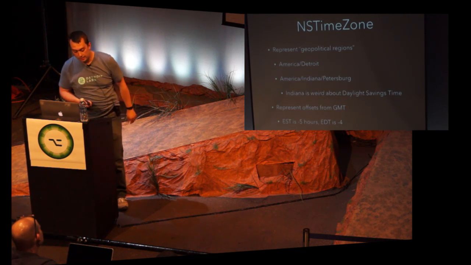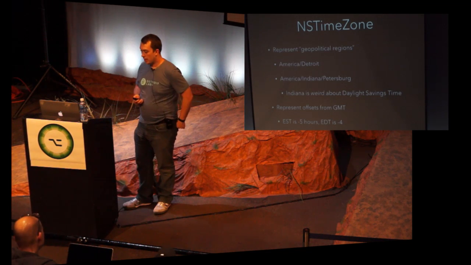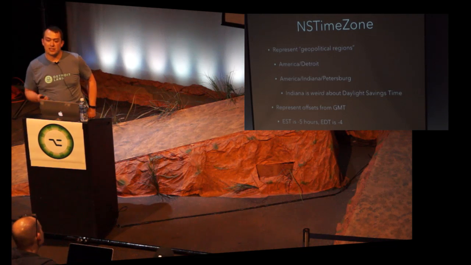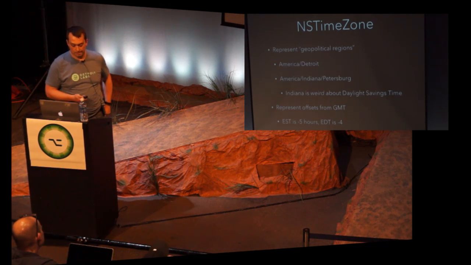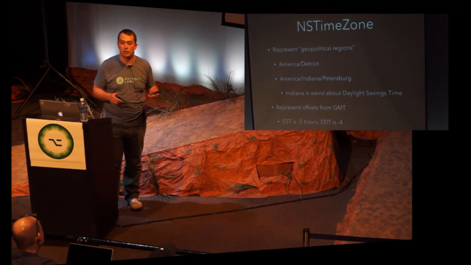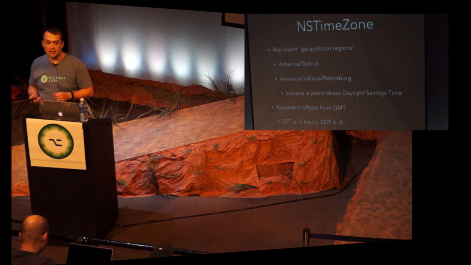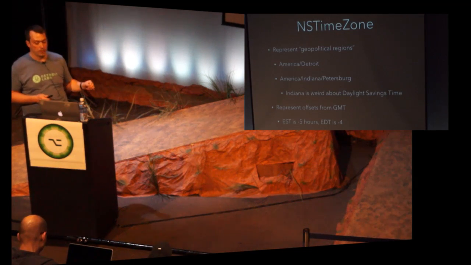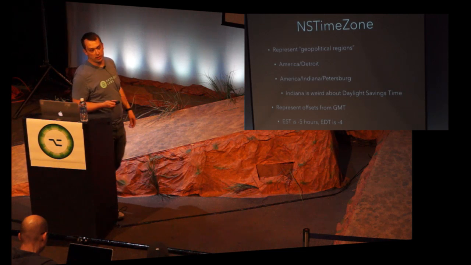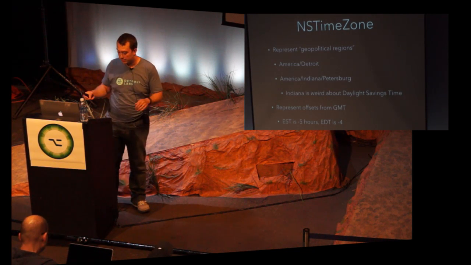They represent, some more awesome language from the docs, geopolitical regions. So there's America, and there's this weird one in Indiana, Petersburg, because Indiana is very weird about daylight savings time. And these represent offsets from GMT. And you can make a time zone just with an offset. Say we're 240 minutes behind. But if you use the abbreviations, then you get daylight savings time. Because otherwise, you have to know, is it currently daylight savings time? If not, it's 4 hours. If it is, it's 5 hours. It's a mess.